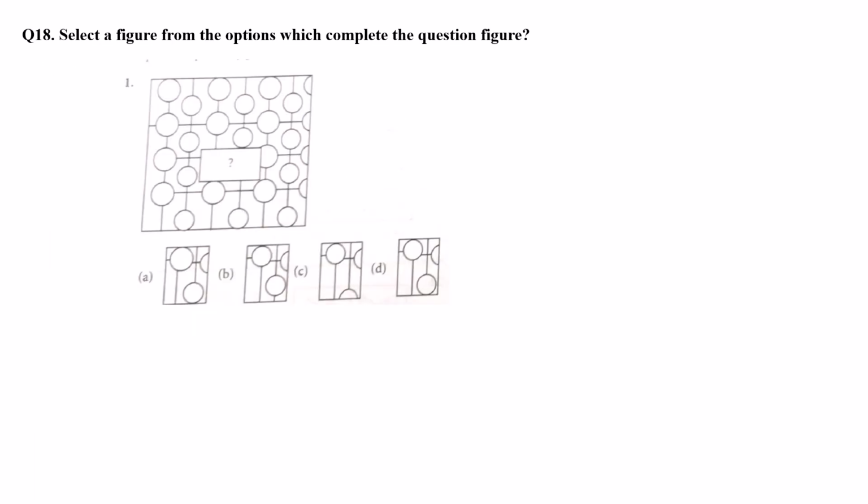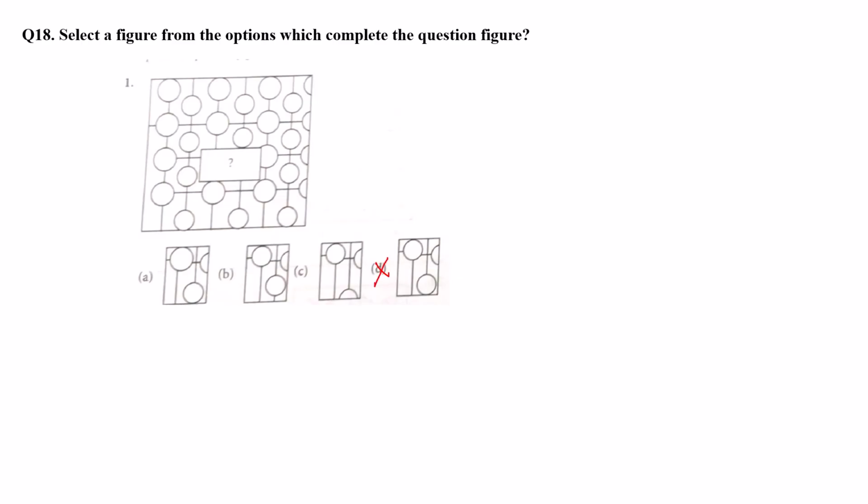Now in this question, select a figure from the options which completes the question figure. So these are the figures, and if you can see, the first, third and fifth columns have a bigger circle, and the second, fourth and sixth have a small circle. So you have to see the size of the circle also carefully. If you see option D, both circles are small, but that is not the correct option, because in the third column you should have a big circle, isn't it? So D is not the correct option.